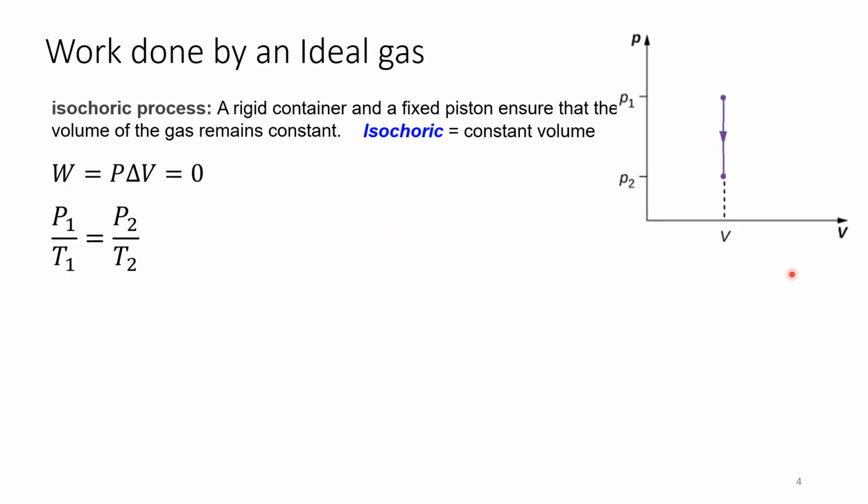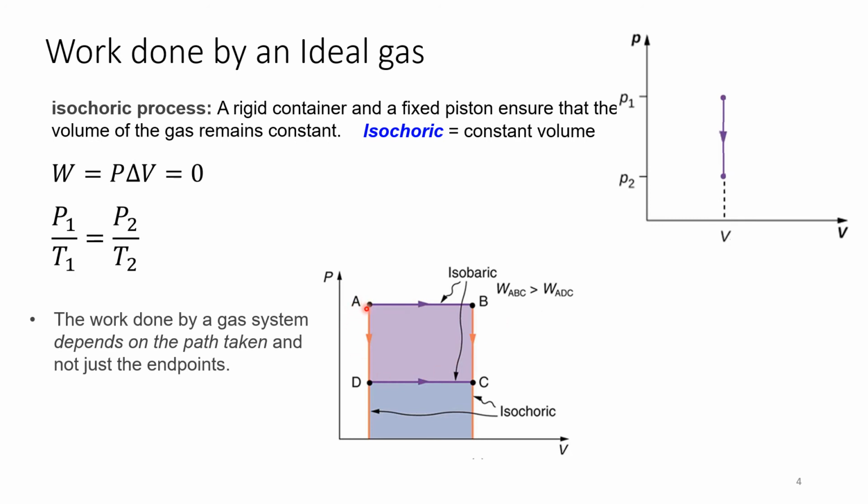We can combine the isochoric process of constant V with our isobaric process, constant pressure, to show that the net work done by a gas system depends on the path taken and not just the endpoints. As shown in this figure, if we consider from A to C, more work is done if we go from A to B to C than if we go from A to D to C.